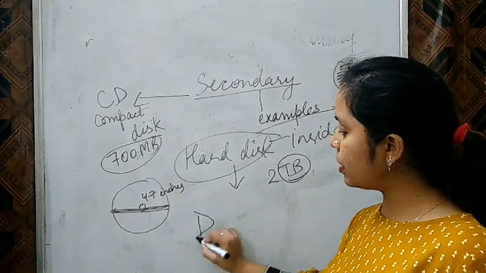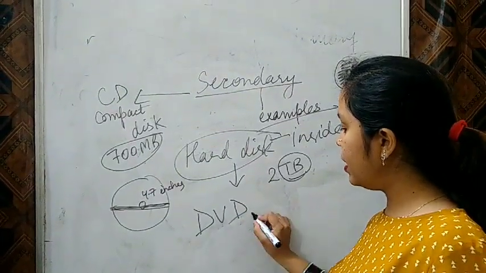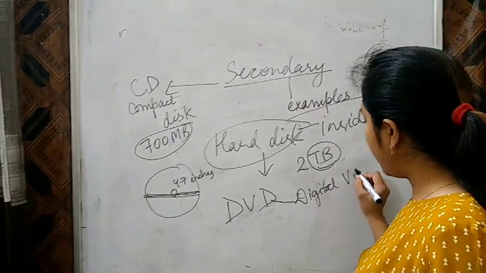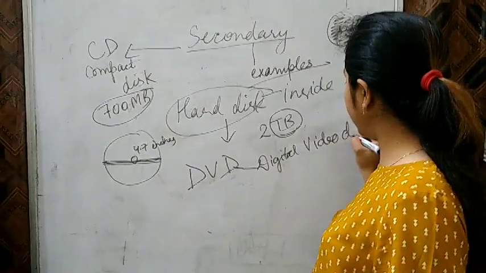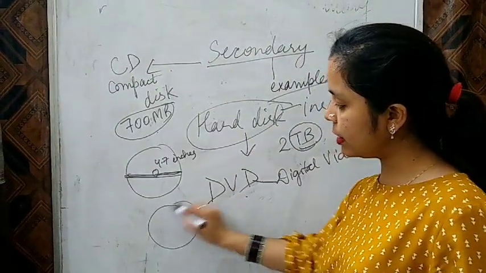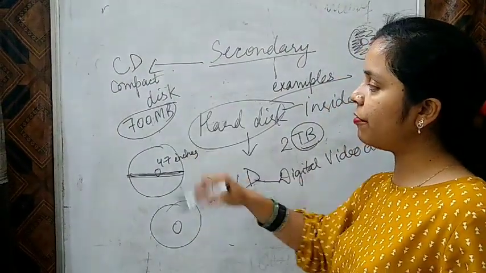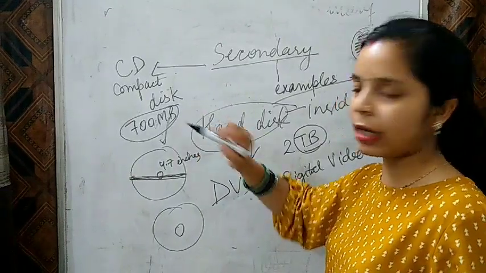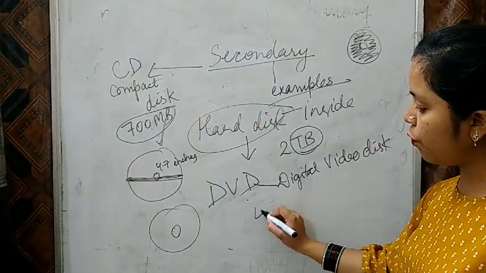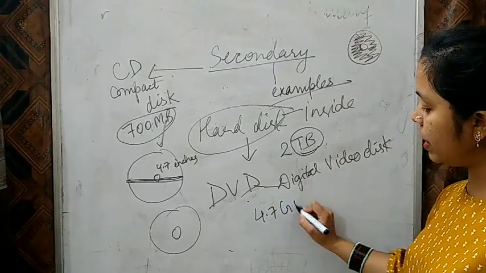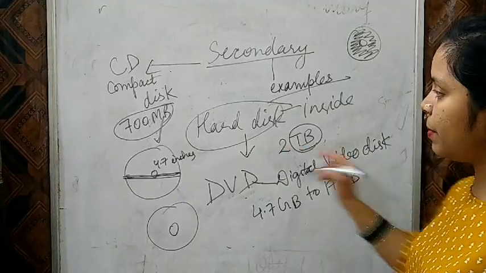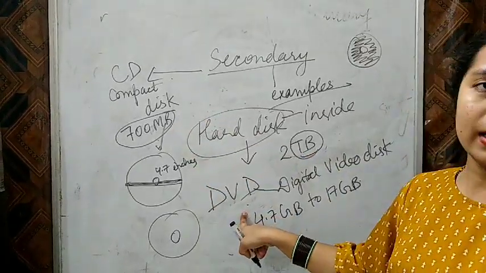Next storage device is your DVD. DVD stands for digital video disc. Now CD and DVD both look the same. Now what is the difference? CD stores 700 MB of data and DVD can store 4.7 GB to 17 GB of data. This is the main difference between CD and DVD.